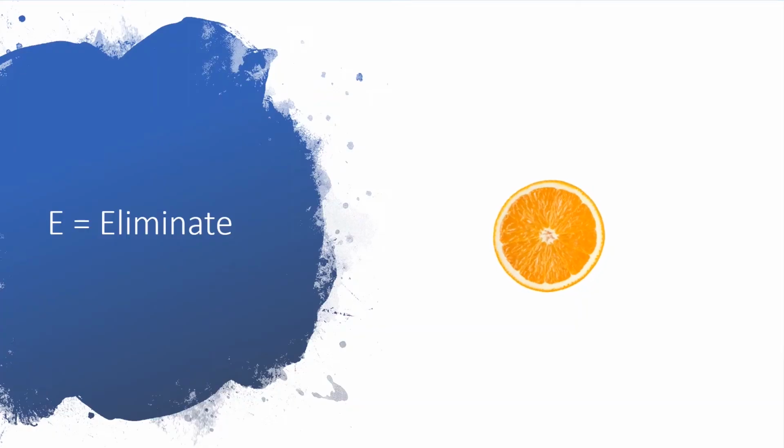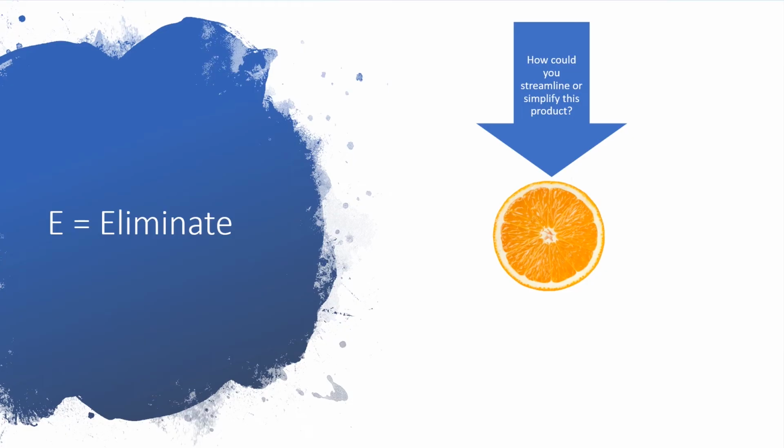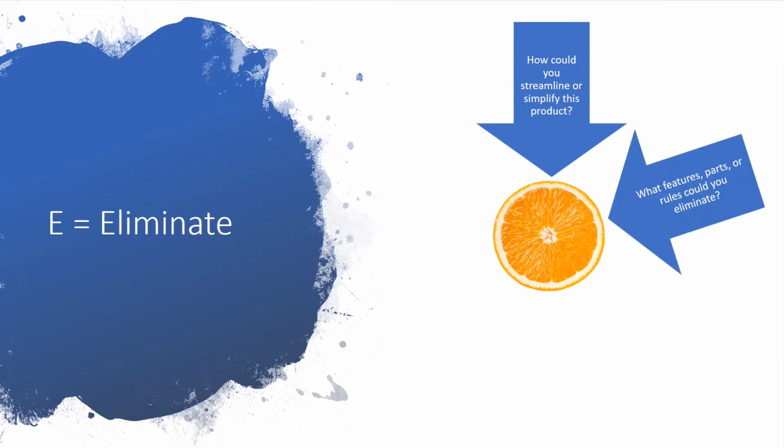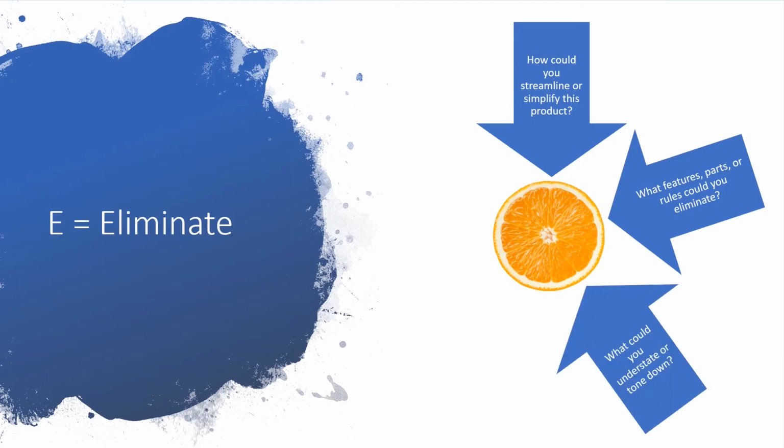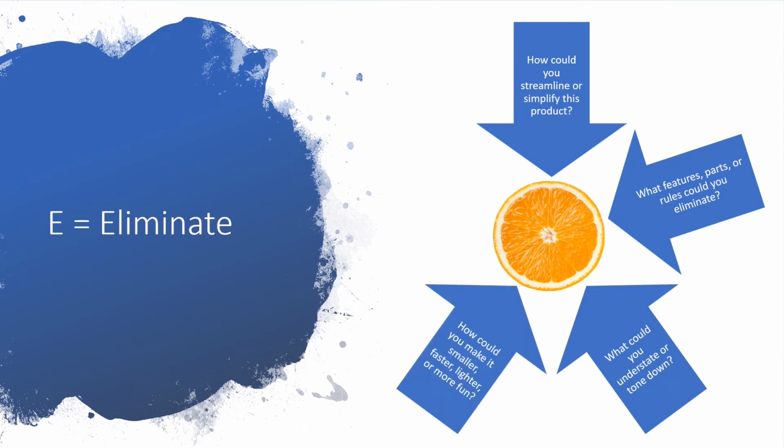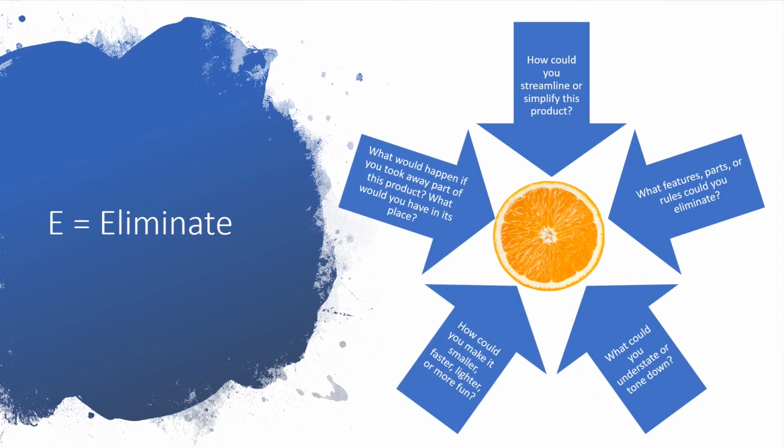The next step of the Scamper model is eliminate. We can consider what can be eliminated. But before that, let's have a look at the following questions that we need to address as part of this step. How could you streamline or simplify this product? What features, parts, or rules could you eliminate? What could you understate or tone down perhaps? How could you make it smaller, faster, lighter, or more fun? What would happen if you took away a part of this product? What would you have in its place?